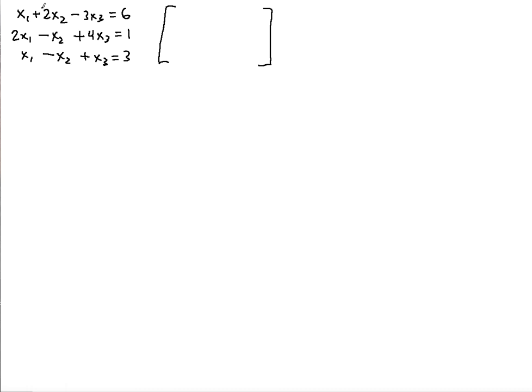So I'm just going to do it by the columns. The first column is 1, 2, and 1. The second column is 2, negative 1, negative 1. Then negative 3, 4, 1. And then finally, we're going to make sure that we understand that the equal sign means that we're going to put a dotted line like this. And then the last column is going to be 6, 1, 3.